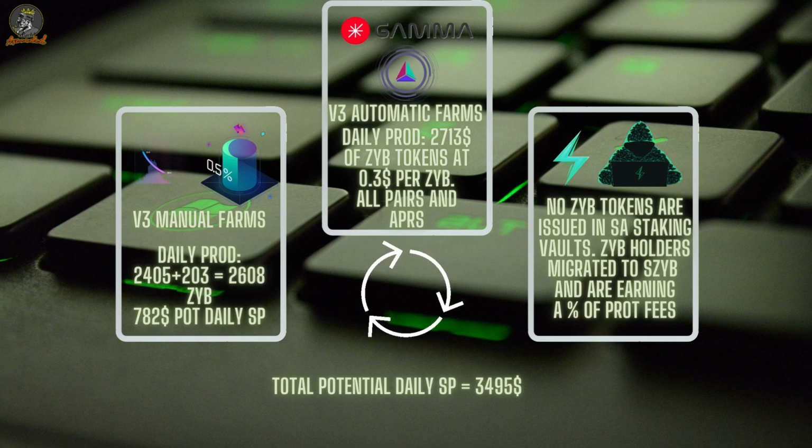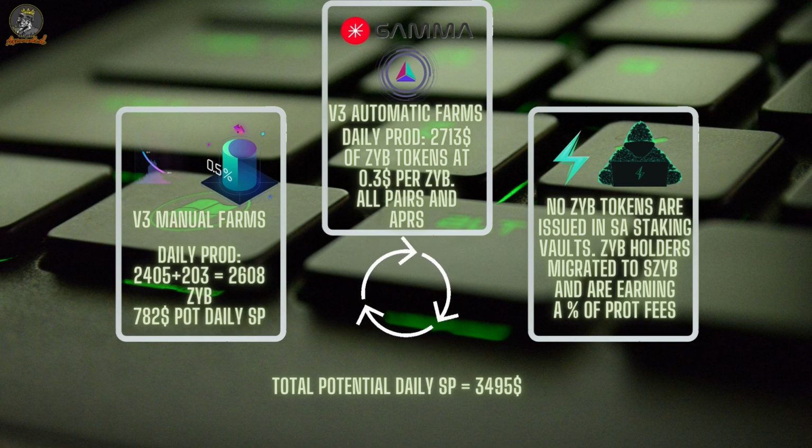So first is the V3 manual farm. That's following Uniswap V3. I've explained it several times. You provide the range, you give your liquidity, and then you stake those LPs, and on top of the fees that you're earning, you earn some ZYB tokens. Overall, if you add the distribution of ZYB tokens on a daily basis, you end up with 2,608 ZYB tokens distributed every single day. And at the current price point of 30 cents, that's about $782 in potential daily sell pressure.